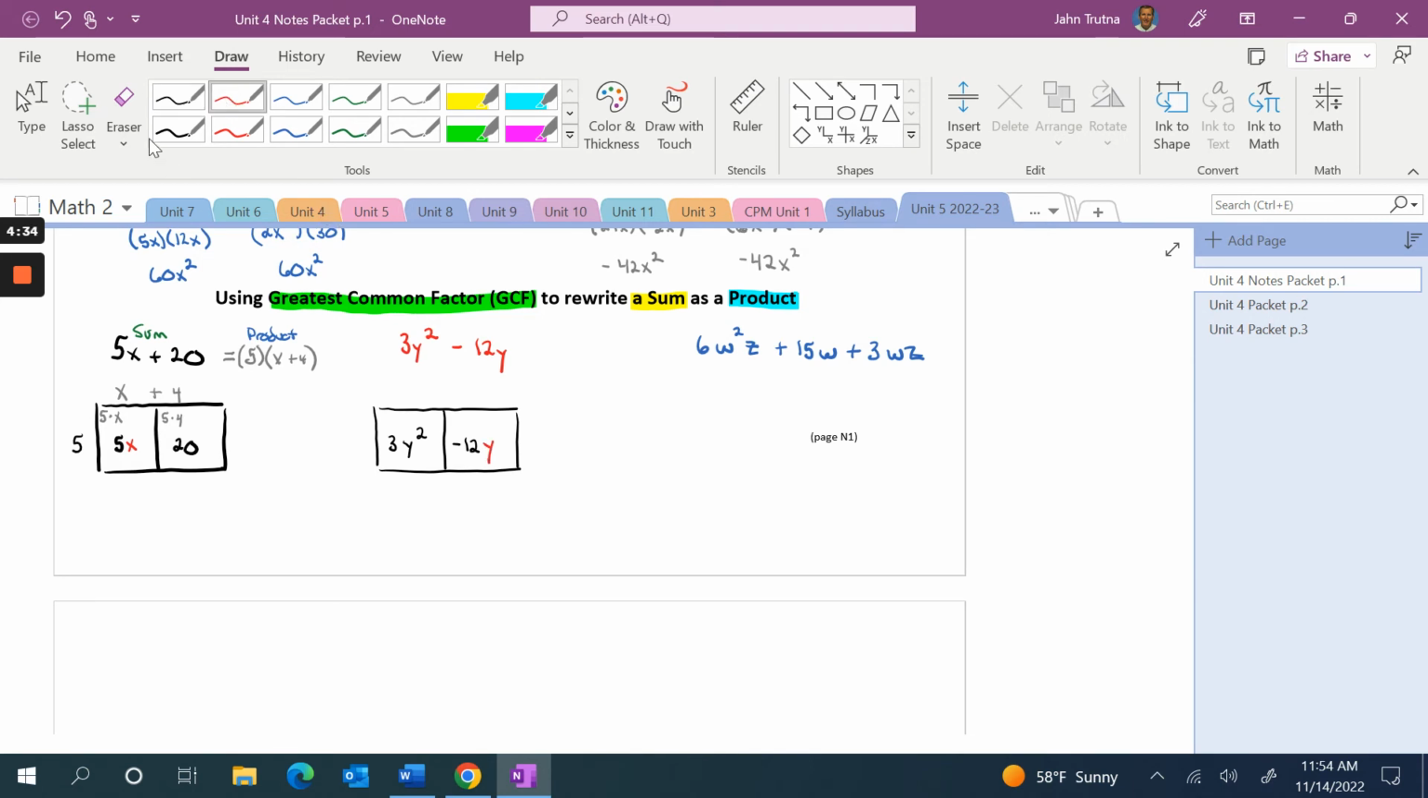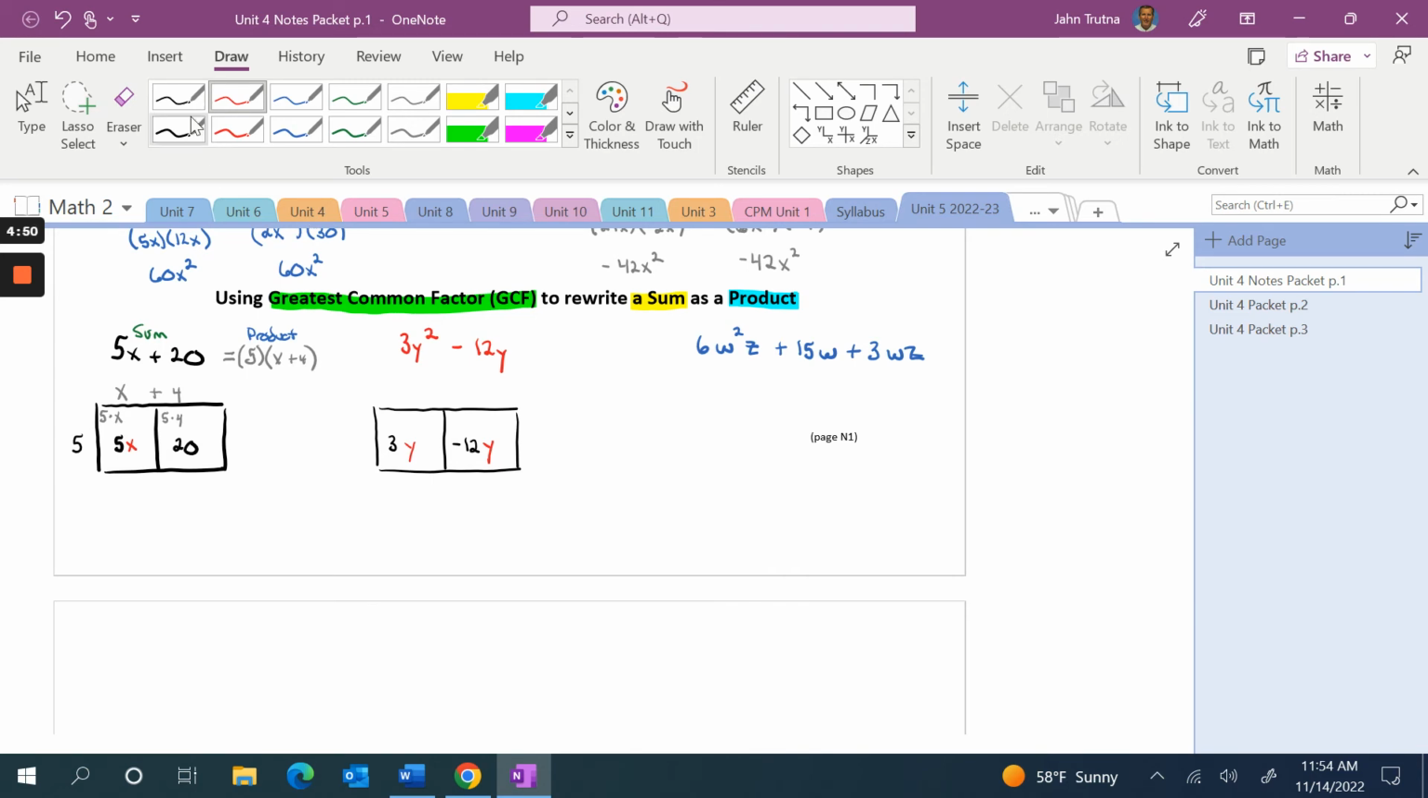All right, and you can see as I'm erasing things, I am color coding. If you don't have colored pencils, you could highlight, and this is going to be how we're going to use the greatest common factor. So let's start with the numbers first. Okay, the 3 and the negative 12.